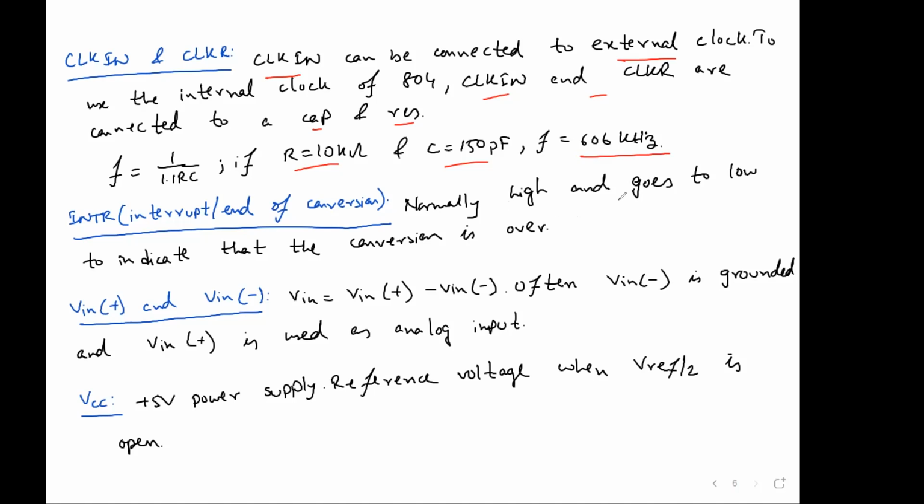combination. Now, interrupt pin is already discussed. It is normally high and it will go low to specify that the conversion is over. Then we have V input positive and V input negative. The formula is V input is equal to V in positive minus V in negative. Often this one is grounded. So V in positive acts as our analog input. And finally, we have the VCC, which is the plus 5 volt power supply.